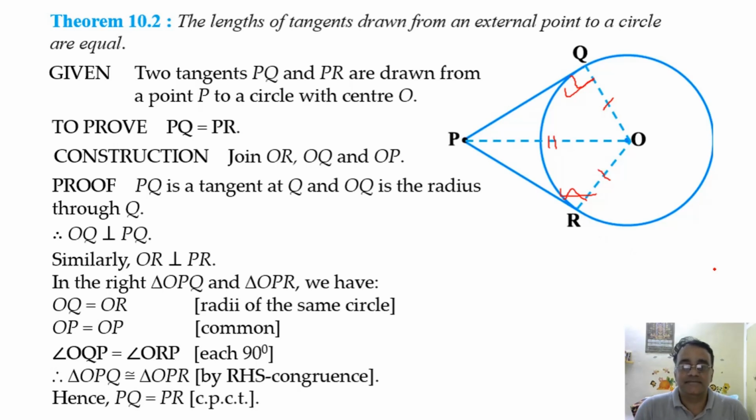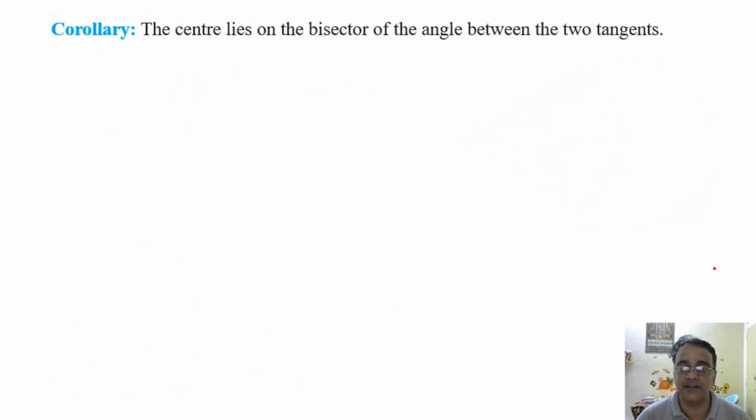Any doubt? No, sir. Okay. One corollary is there. This is a very important property. The center lies on the bisector of the angle between the two tangents drawn from an external point. This is a very important corollary.